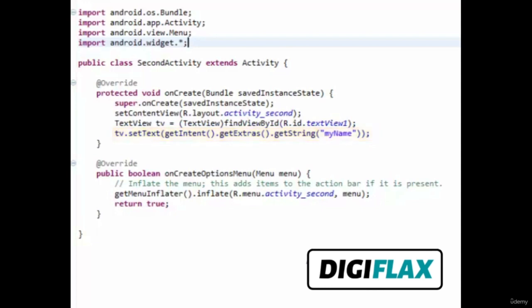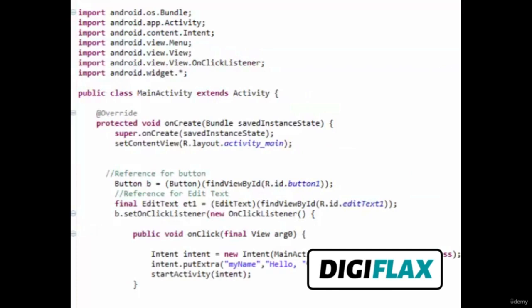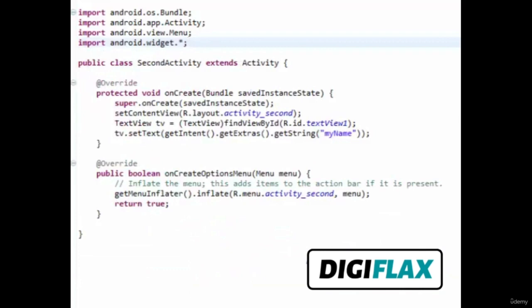getIntent().getExtras().getString("my name"). So if you remember, in the intent we have put some extra and the string name was my name, and we can access the string using getIntent.getExtras.getString and then passing the string name.